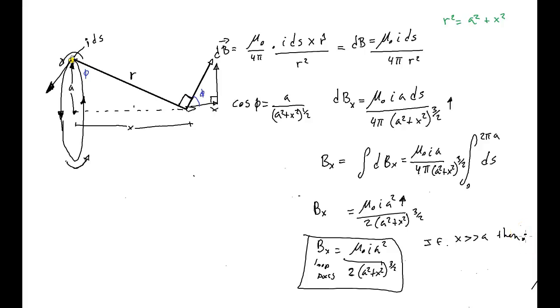Okay? So if we do that, if x is much, much greater than a, then this part right here, x squared, becomes much, much greater than a squared. A squared can basically be forgotten. And we end up with x squared raised to the 3 halves, which is what? It's x cubed, right? So B along the loop axis goes towards u sub 0 I a squared I hat divided by 2x cubed.